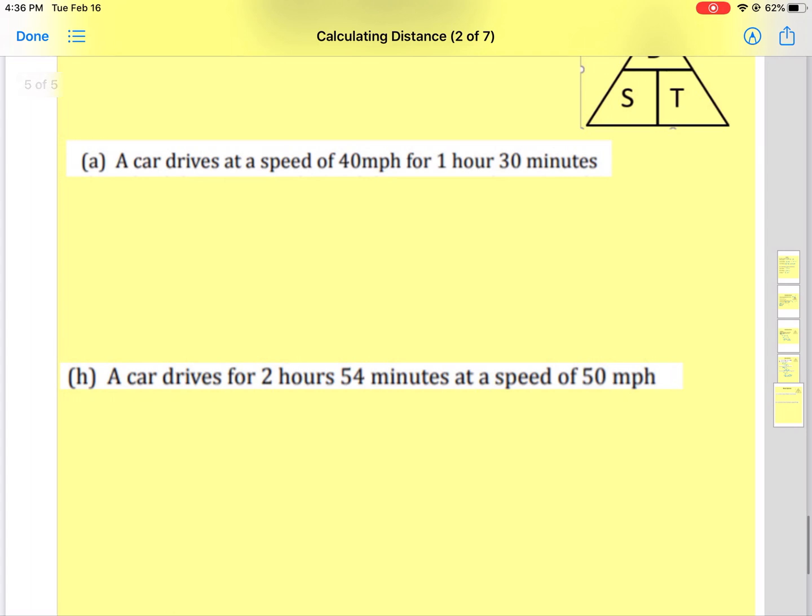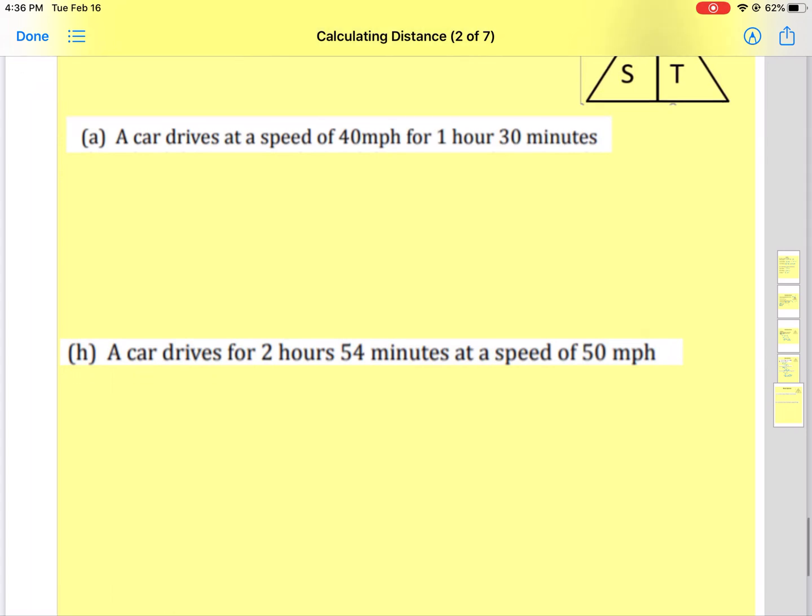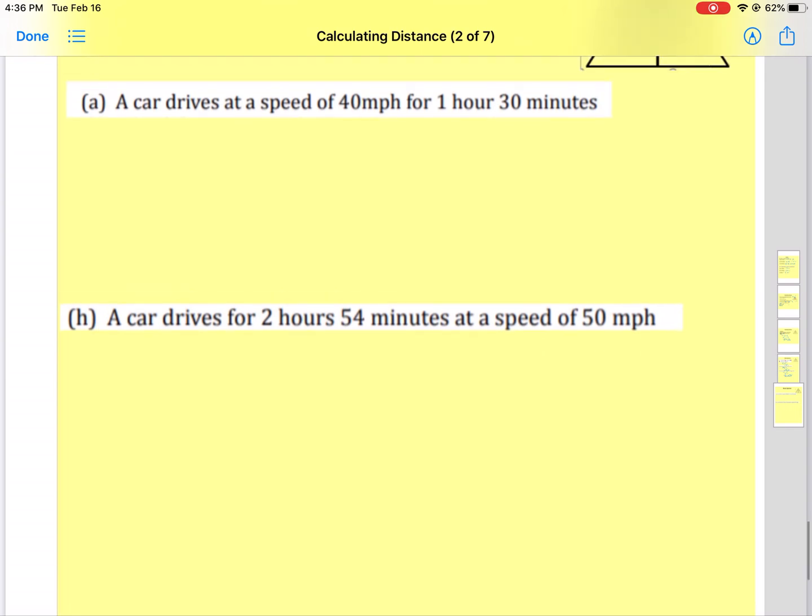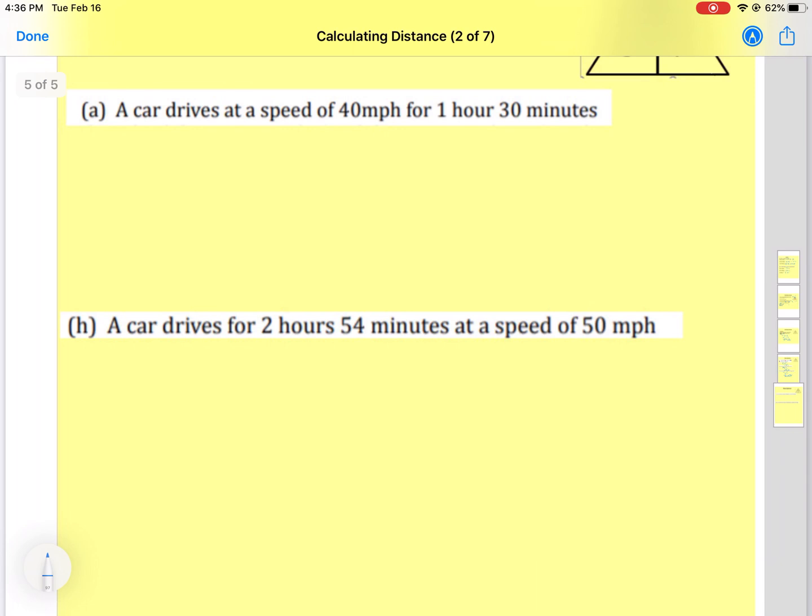Those of you doing yellow and purple, then you'll be looking at these questions as well. So you can see here that I've now got hours and minutes, so I'm going to have to do something with that process before completing the question. So we're still trying to find the distance of each of these cars. It's still going to be speed times time. But in this case, we've got a nice speed of 40 miles an hour, that's fine. Going to have to be 40 times something.